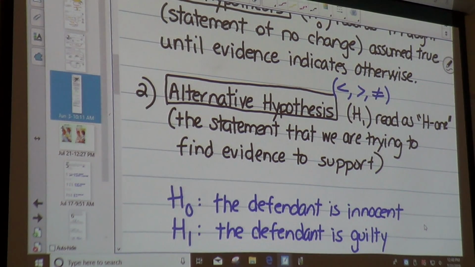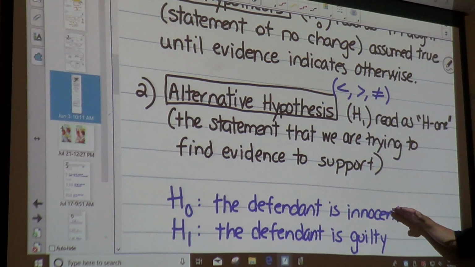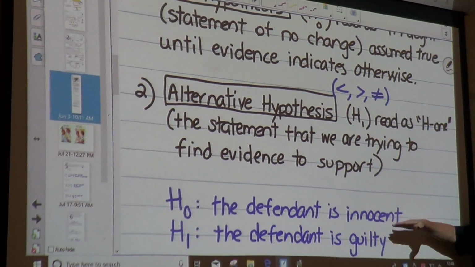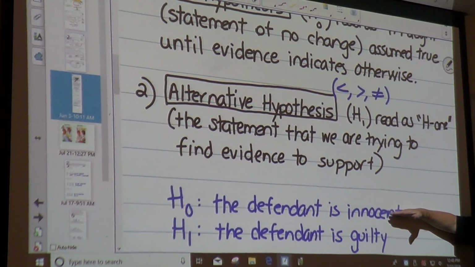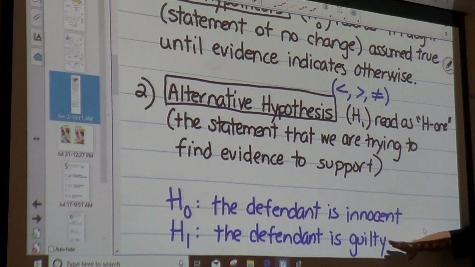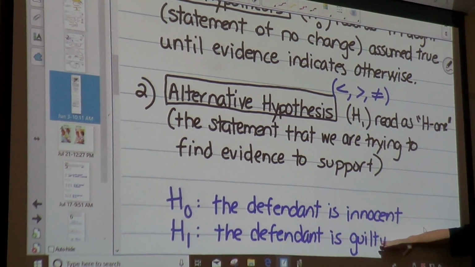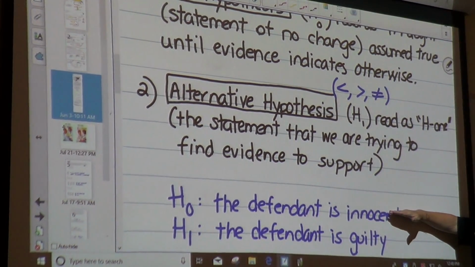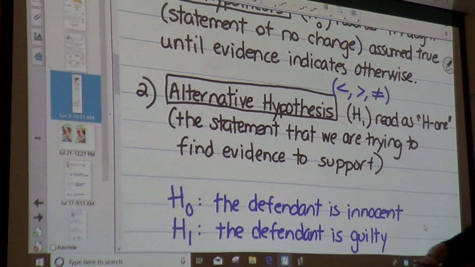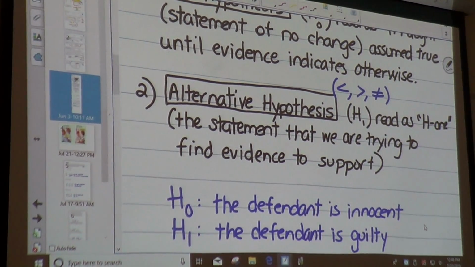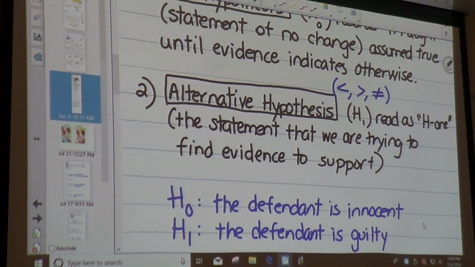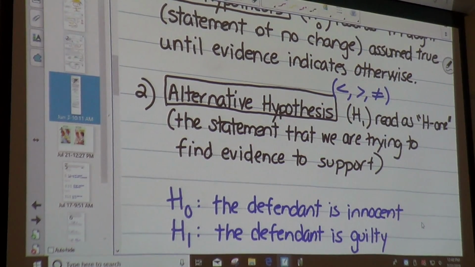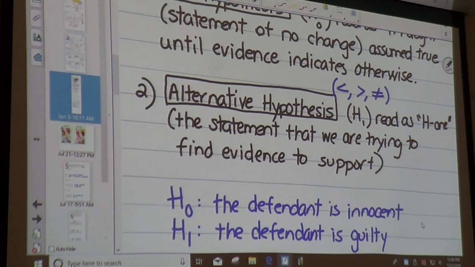So an example of an H naught: the defendant is innocent. He is innocent until proven guilty. The H1 is what we're trying to prove. We are trying to prove that he is guilty. We're trying to find evidence to support that he is guilty.